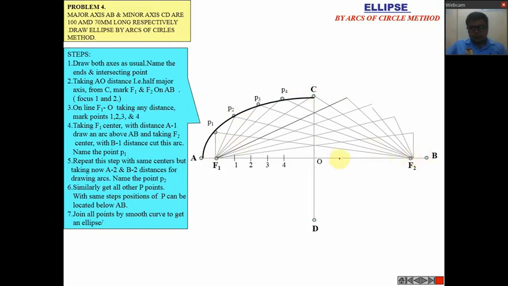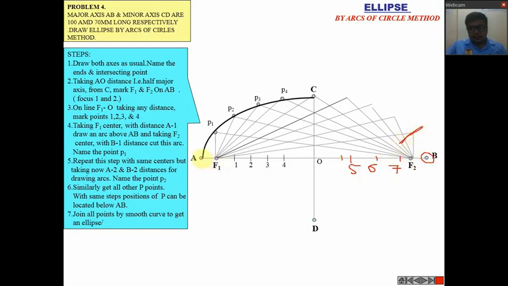Now what we have to do, we have to divide this part, this portion between O to B, into any number of parts. Then we have to follow the same procedure, something like this. So the first part is somewhere here, suppose. Then the second part, third part. So this is suppose point number 4. So this is 5, 6 and 7. So what we will do, we will take B7 as a distance, take F2 as a center, and then make an arc here.